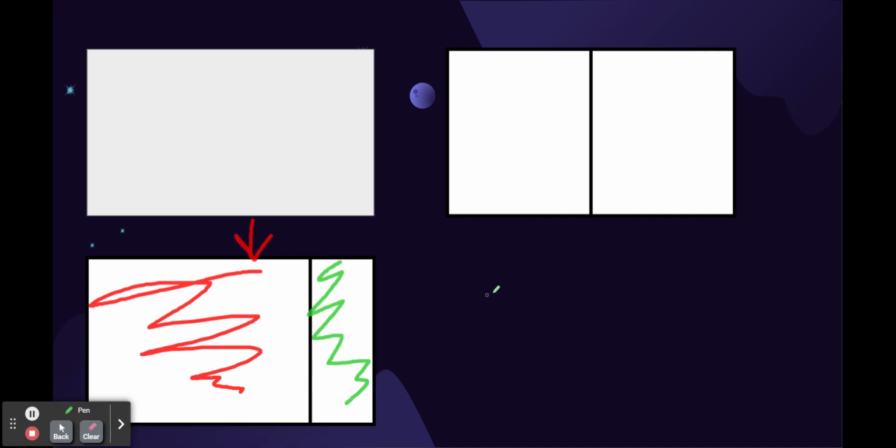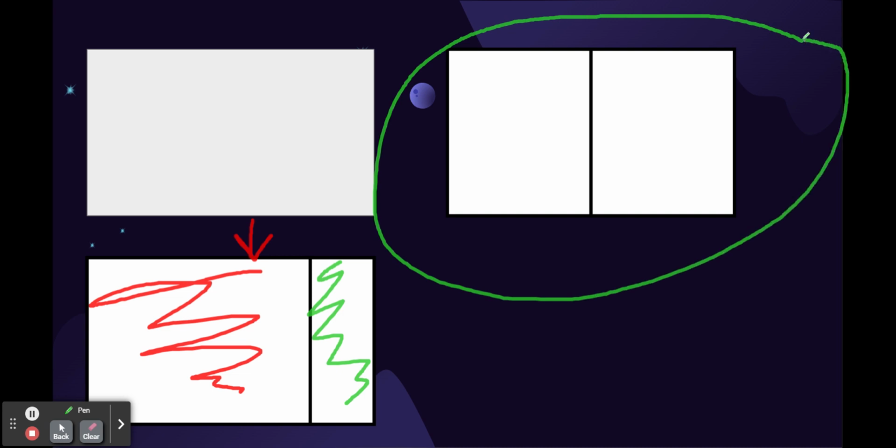When we are looking at a fraction, we can take our whole and partition it into different size pieces. However, all of our pieces have to be the same size. So this is a fraction, and this side is not a fraction because our parts are not equal.